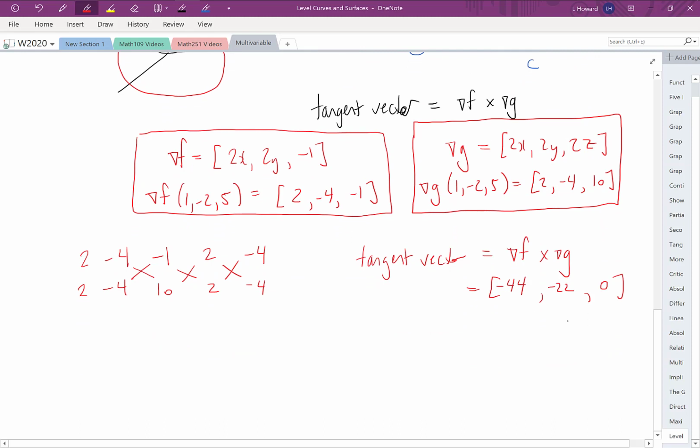That gives us a sense of the direction in which that curve C is moving. And you can feel free to scale that because we're just talking about the direction of the tangent vector. So if you felt like dividing that through by -22 and you said 2, 1, 0, or any other multiple of that, that would be fine as well. So that's one way in which gradients can be useful to us, really helpful in giving the direction that's perpendicular to a level curve or surface.